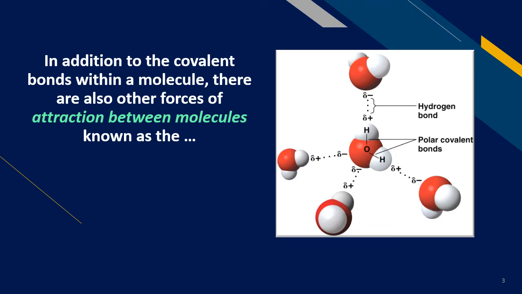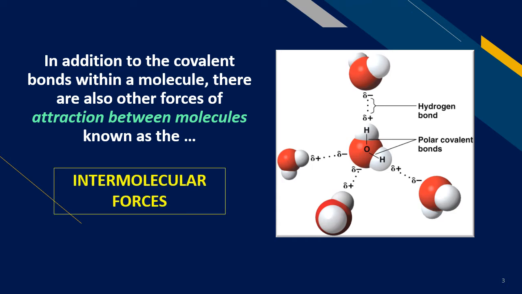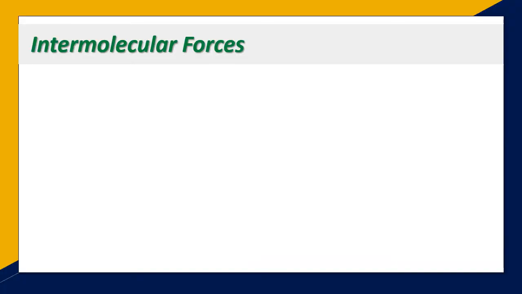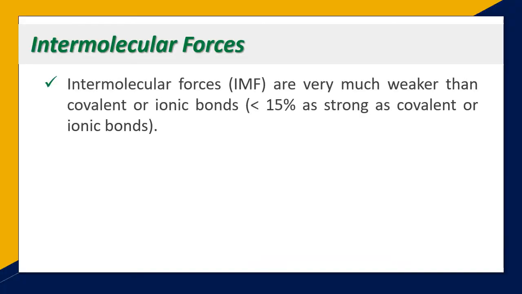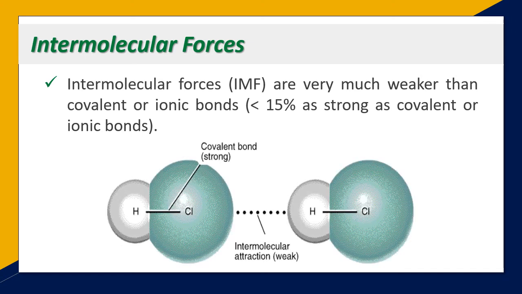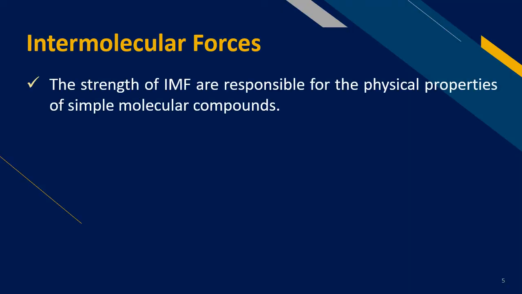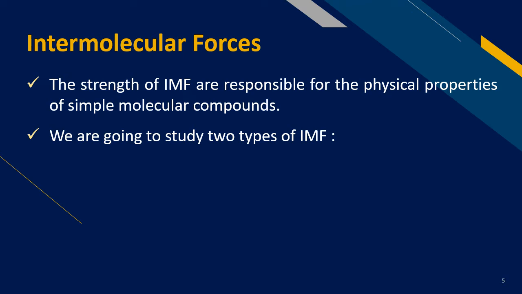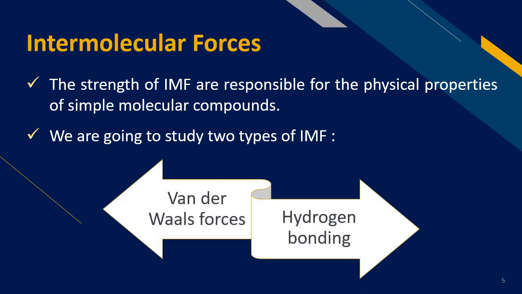In addition to the covalent bonds within a molecule, there are also other forces of attraction between the molecules, known as the intermolecular forces. Intermolecular forces are very much weaker than the covalent or the ionic bonds. The strength of intermolecular forces are responsible for the physical properties of simple molecular compounds. We are going to study two types of intermolecular forces, which are van der Waals forces and the hydrogen bonding.